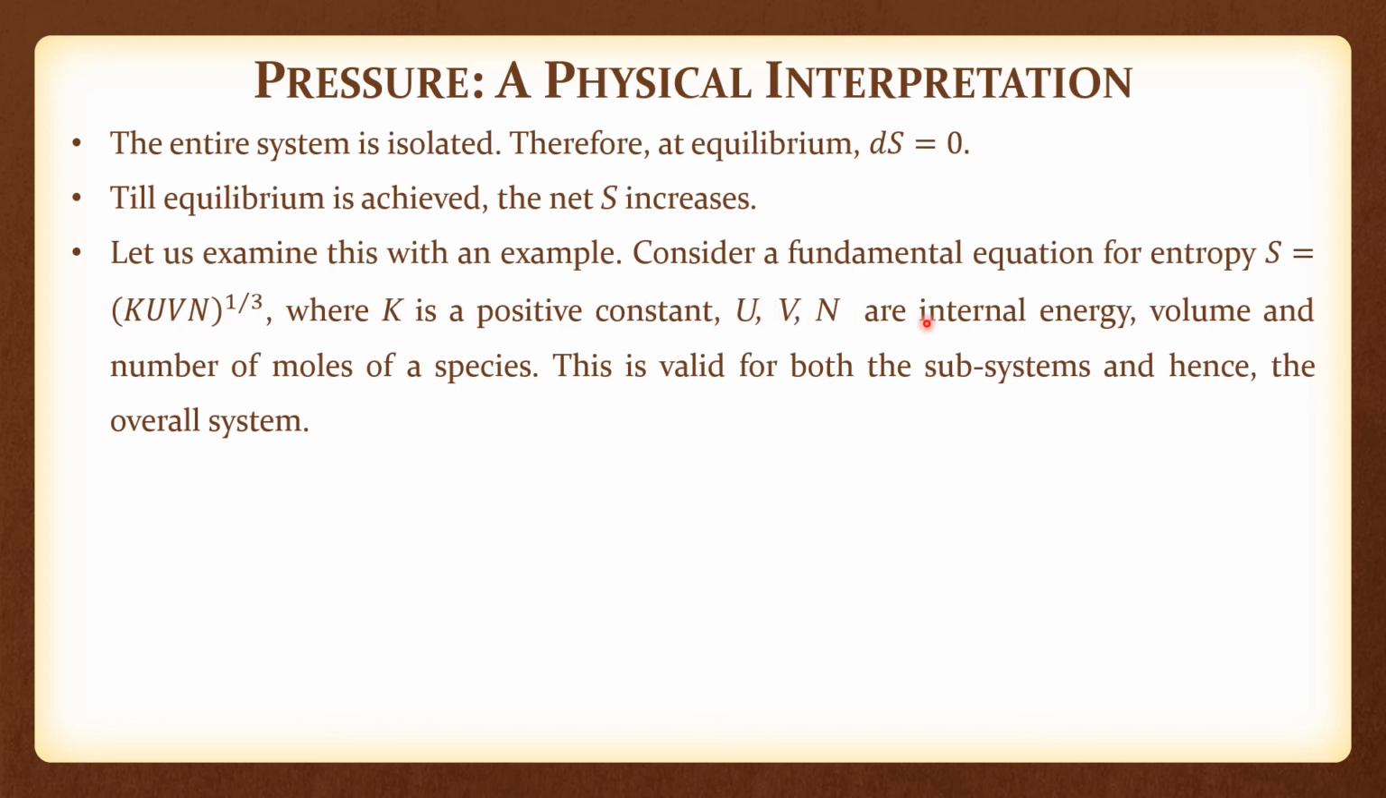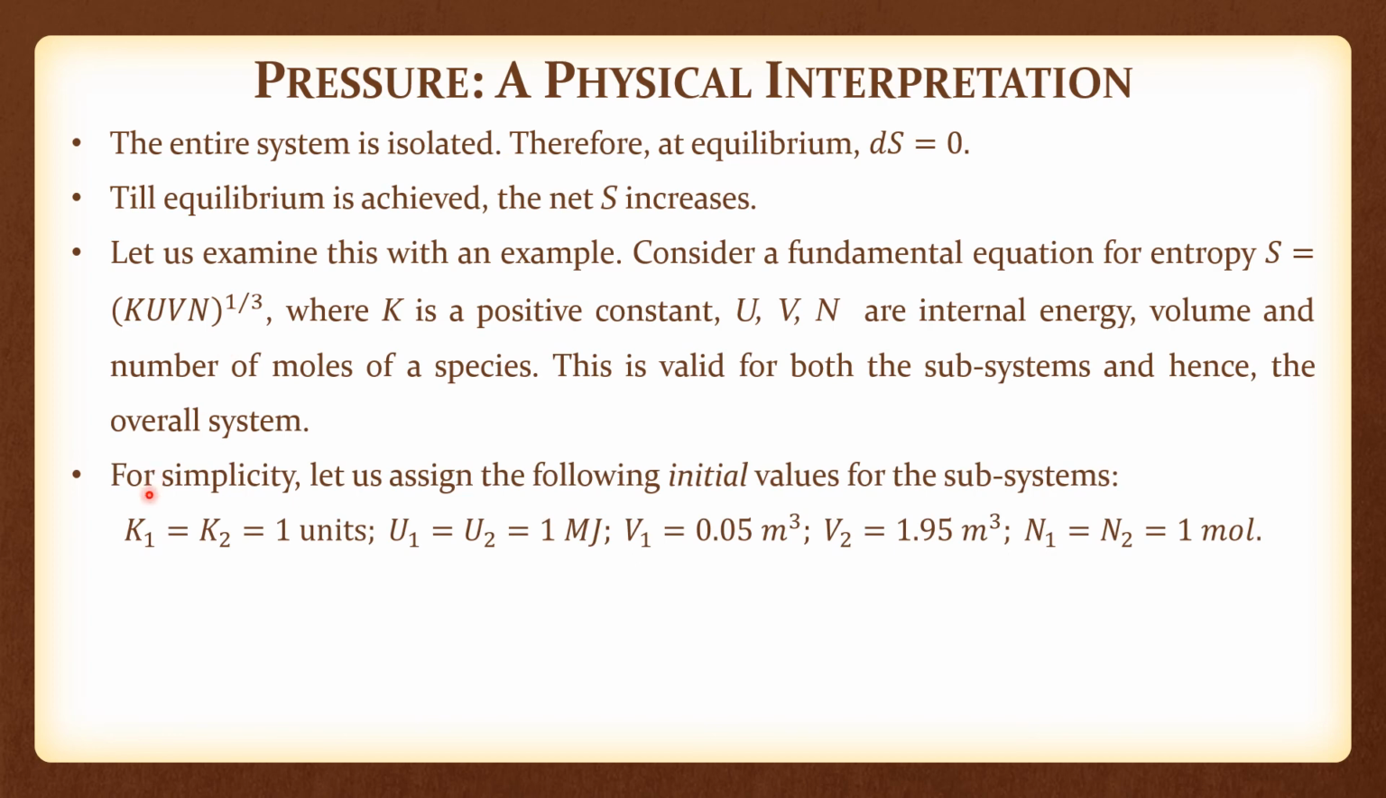So U, V and N are internal energy, volume and number of moles of a species. This is valid for both subsystems and hence the overall system. So you just put subscripts: K_A, U_A, V_A, N_A, K_B, U_B, V_B, N_B and so on and so forth. In this case I have used 1 and 2, so K1, U1, V1, N1 and so on and so forth. So let's, for simplicity, assign the following initial values for the subsystems. K1 and K2 we just take to be 1. This is just some hypothetical system. U1 and U2 are 1 megajoule, and N1 and N2 are 1 mole.